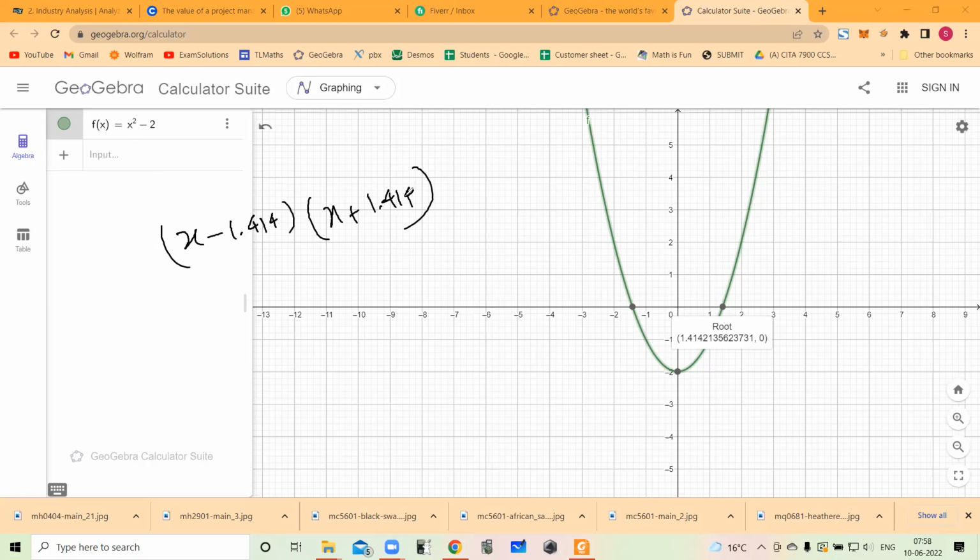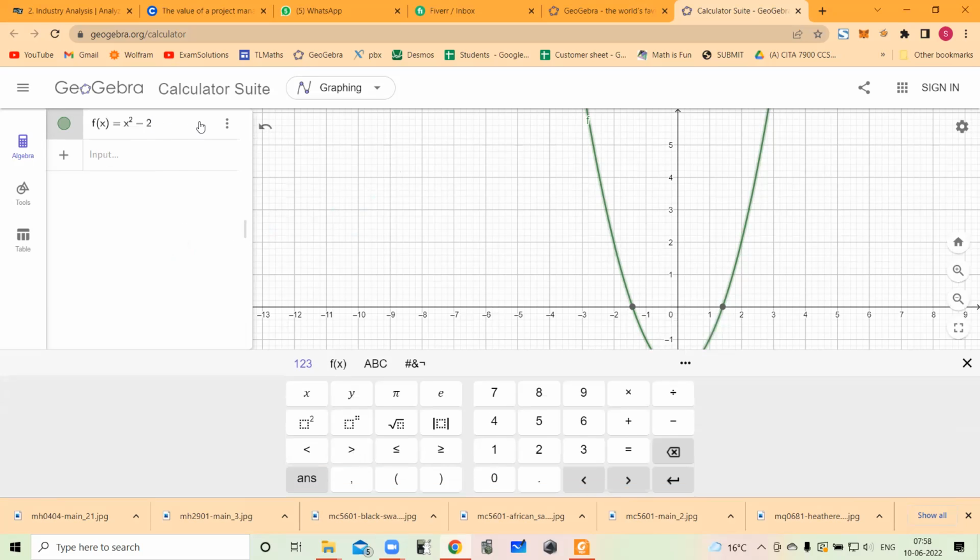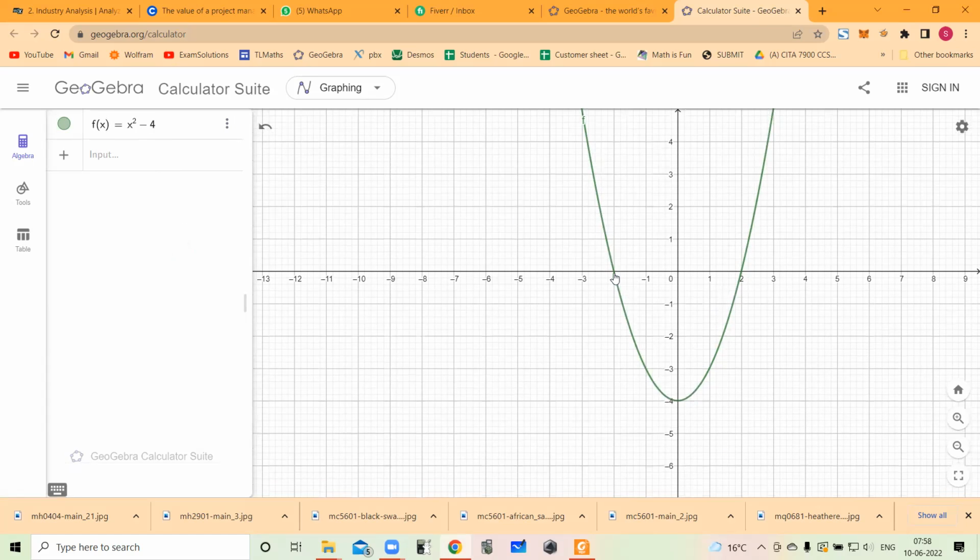Maybe this seems to be a little awkward. Let's try to use one more number. Maybe let's try to use x squared minus 4. See, where is it cutting the x-axis? Negative 2 and 2. Correct. So one more way of writing the equation of the parabola is y equals x minus 2 times x plus 2.